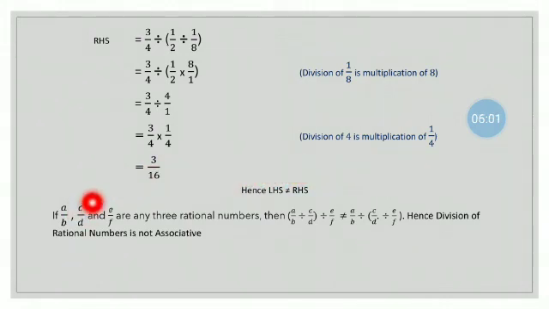If A upon B, C upon D and E upon F are three rational numbers, then in the bracket A upon B divided by C upon D, bracket close, divided by E upon F is not equal to A upon B divided by, in the bracket, C upon D divided by E upon F. Hence, division of rational numbers is not associative.